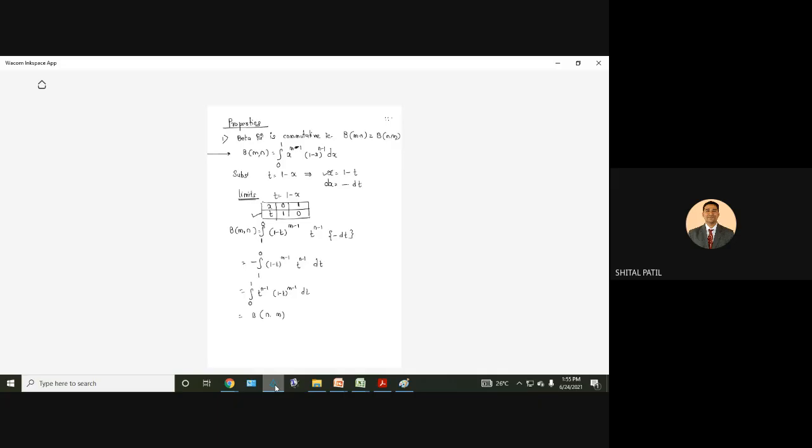First we have written n. Why? Since it is the power of t. Second we have written m. Why? It is the power of 1 minus t. 1 is added, no doubt. First read it.